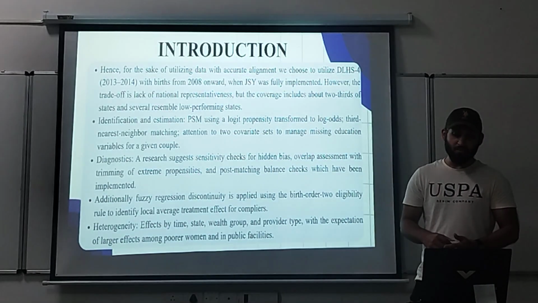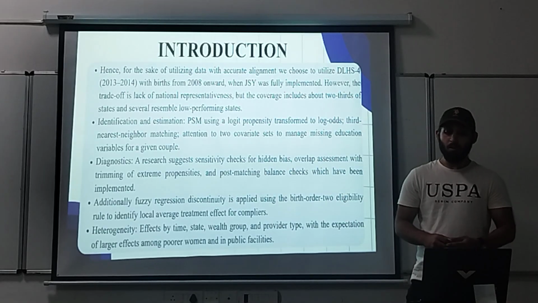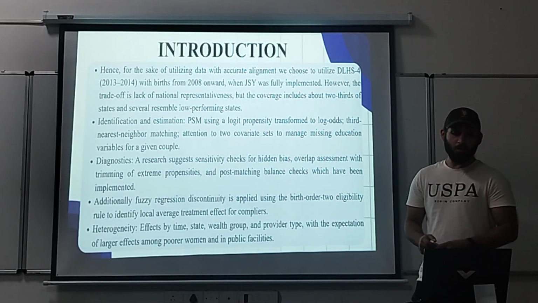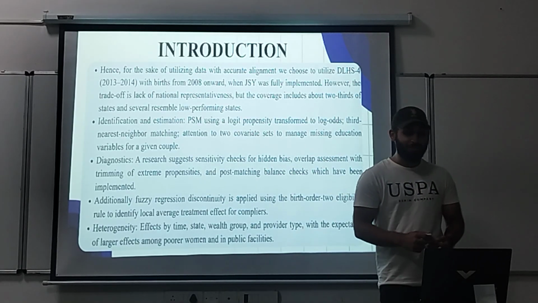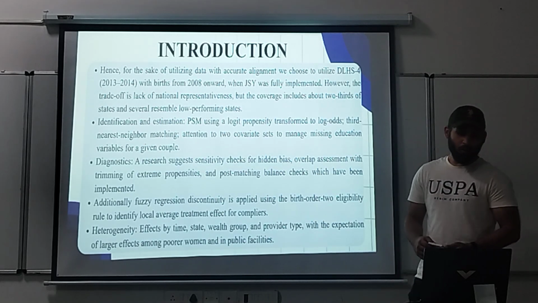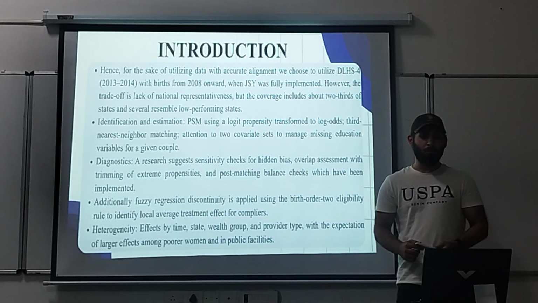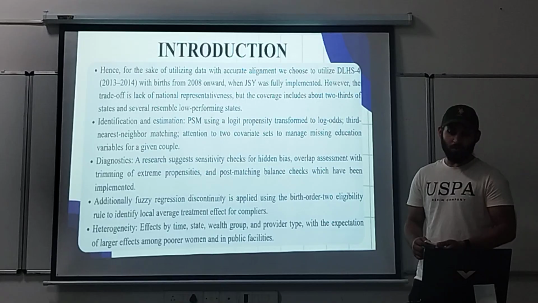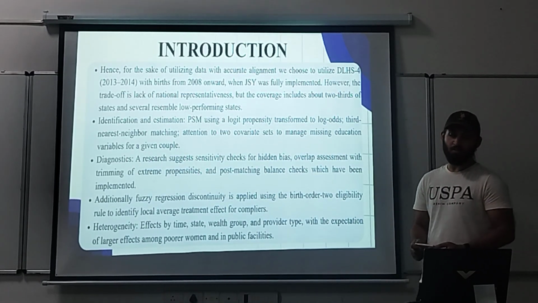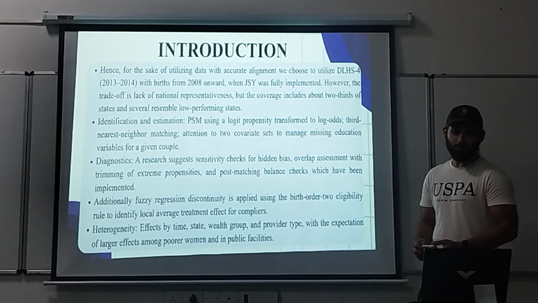For identification and estimation, we use propensity score matching with a logit transformation to log-odds, applying nearest neighbor matching. We also focus on managing missing education variables for each couple by considering two sets of covariates. Regarding diagnostics, we follow established recommendations for sensitivity checks to identify hidden bias. We also perform overlap assessment with trimming of extreme propensities and post-matching balance checks.